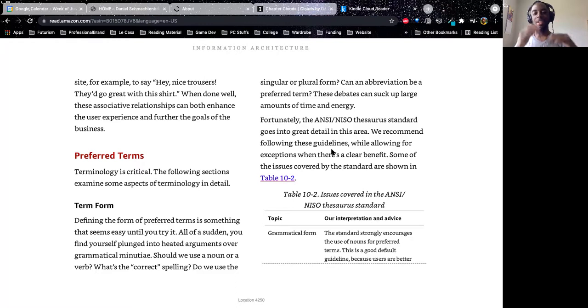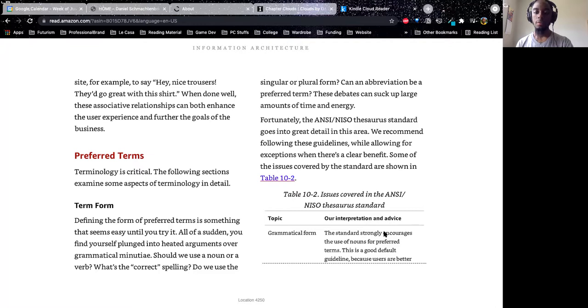That's a different type of association, different relationships, and that's one of the things here. Like when you say dog, are you coming up with dogs? Are you coming up with doggy? What about puppy? Things like that. These preferred terms really are important. So, anyways, table 10-2 is getting to grammatical form. Your topic is grammatical form.